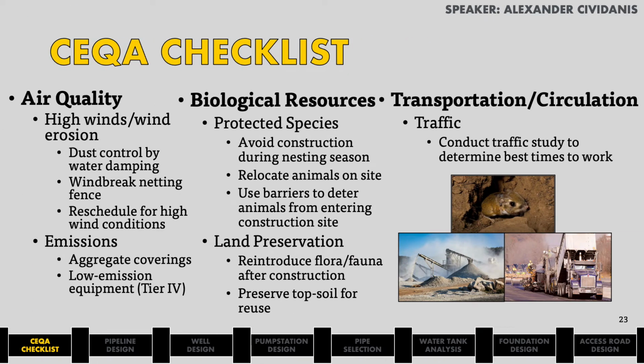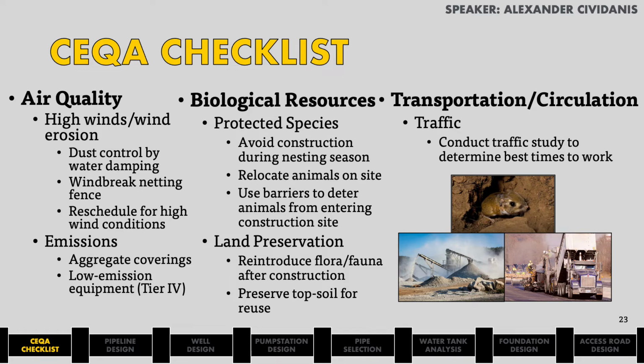My name is Alexander, and I will be covering the categories of air quality, biological resources, and transportation under the CEQA checklist. The Riverside Corona area is subjected to high wind speeds and is prone to wind erosion. To mitigate air pollution, our team would implement dust control practices such as water dampening and placing windbreak net fences around appropriate areas. In cases of extreme wind conditions, any dusty activities would have to be rescheduled.